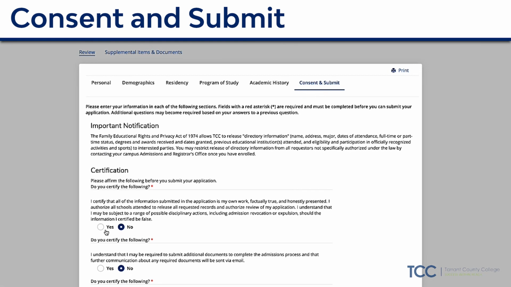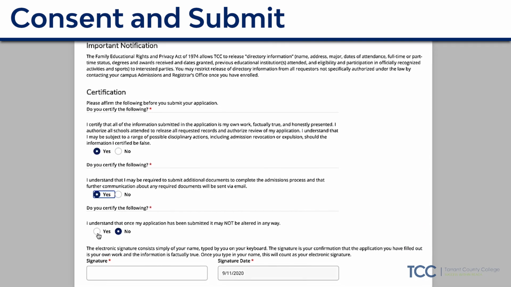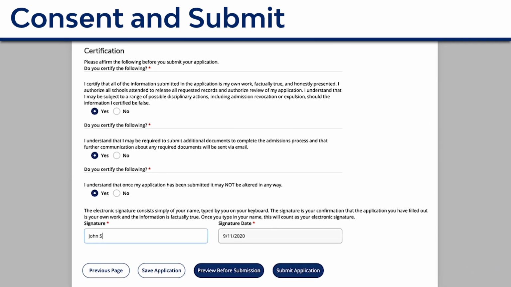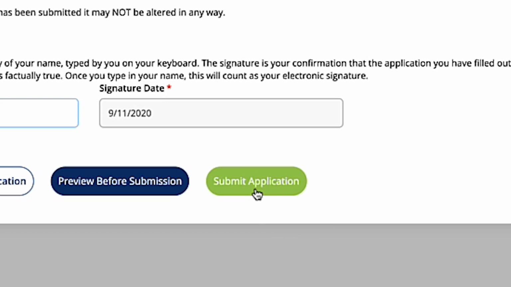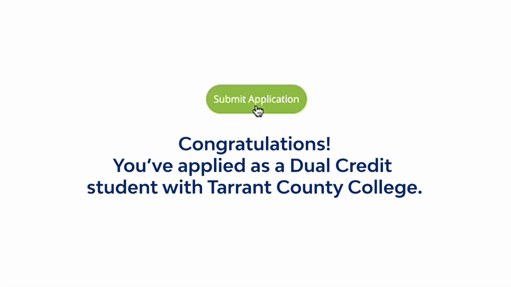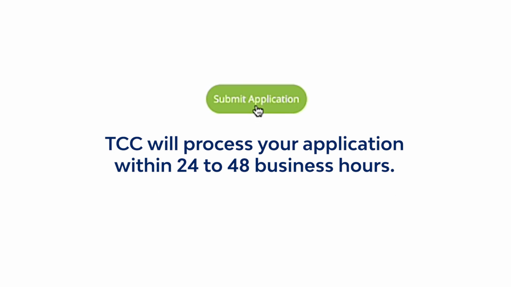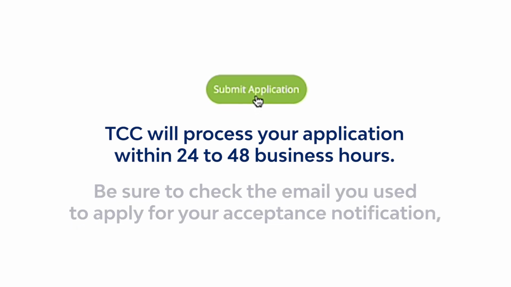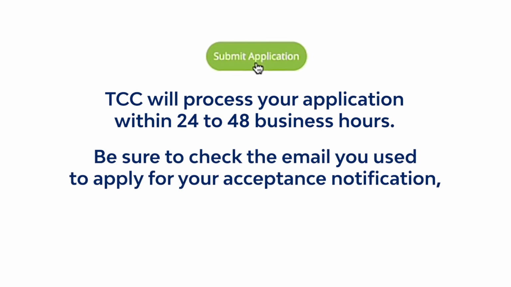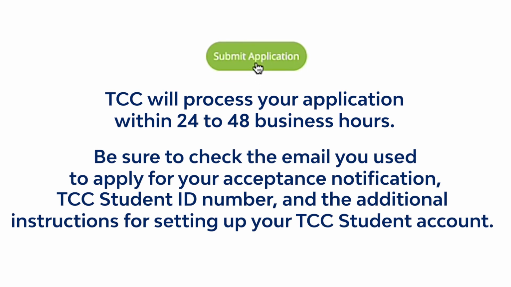Consent and submit. Read these questions and select yes for all 3. Complete signature and date, and click Submit Application. Congratulations! You have applied as a dual credit student with Tarrant County College. TCC will process your application within 24 to 48 business hours. Be sure to check the email you used to apply for your acceptance notification, TCC student ID number, and the additional instructions for setting up your TCC student account.